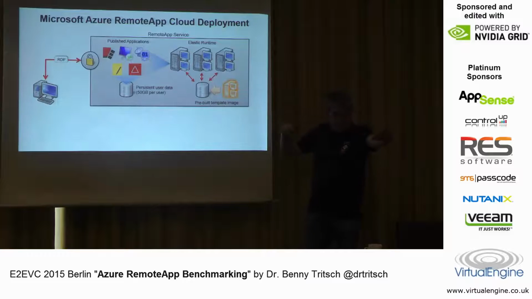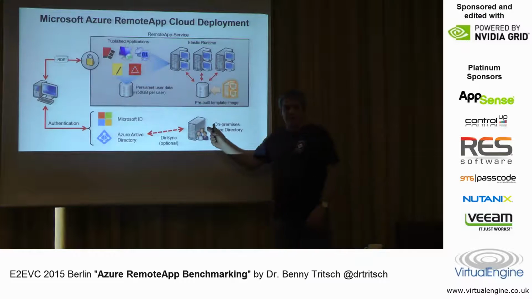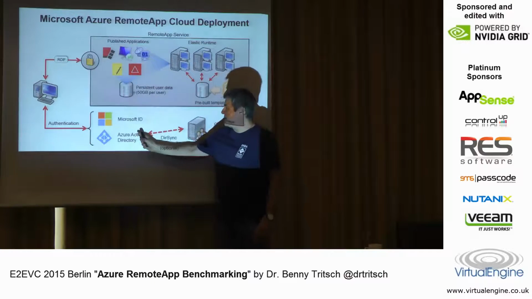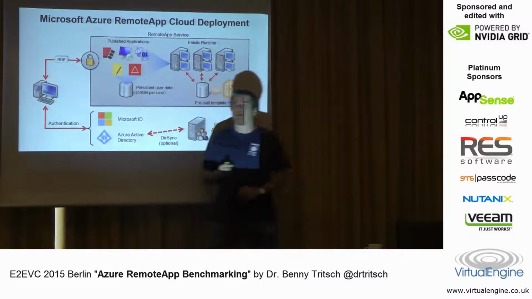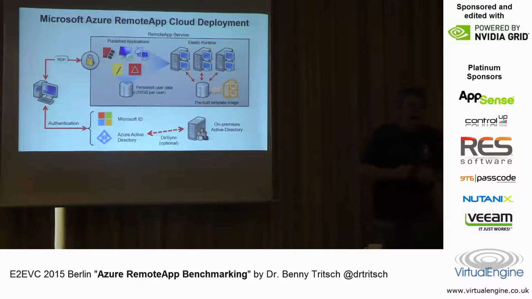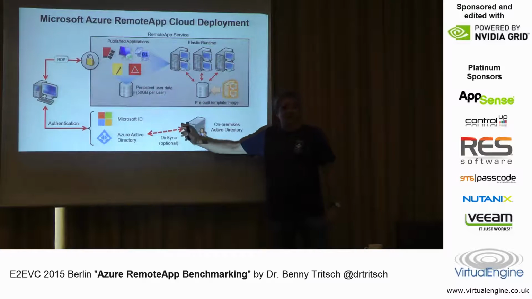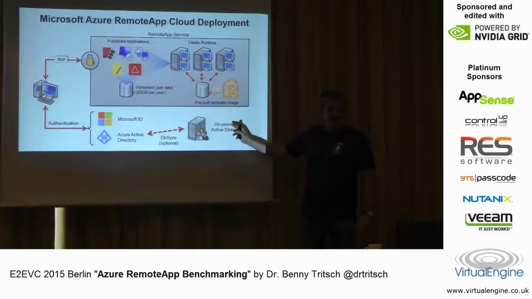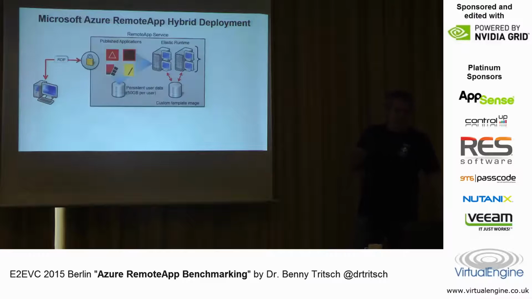You build this image and you upload it to Azure. That is the idea. Then you have a client, and your client allows you to access those applications. You authenticate either using Microsoft ID or Azure Active Directory. Optionally, you can use DirSync in order to connect your cloud deployment to your on-prem Active Directory. Pretty simple. Now, look at the hybrid deployment.